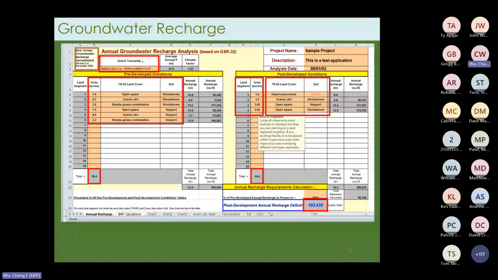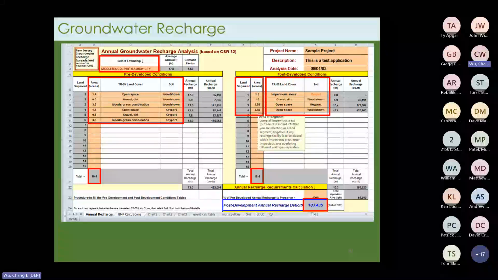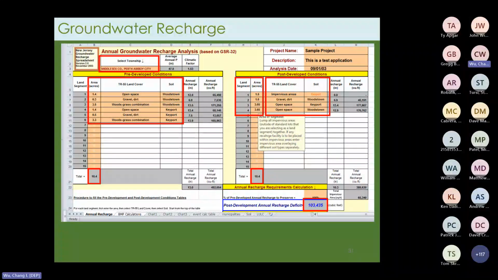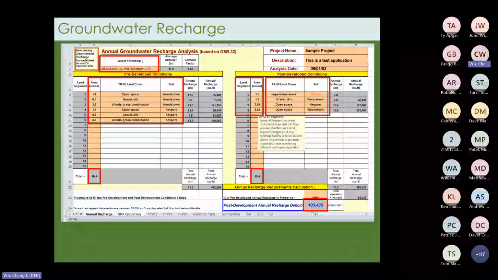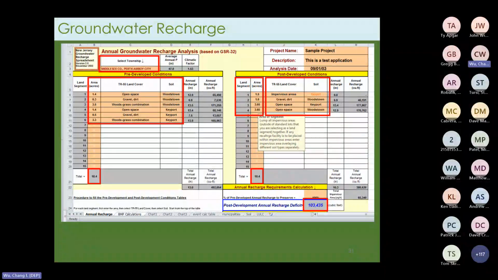So here is a brief first page of the groundwater recharge spreadsheet. The orange shaded areas are for the inputs, and the gray areas are for the outputs. On the first page, on the left are the inputs for the pre-construction condition, and on the right are for the post-construction conditions.